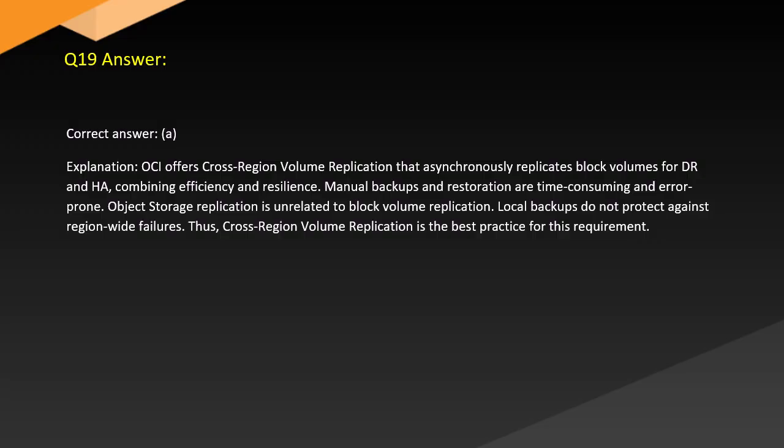Answer. Correct answer, A. Explanation. OCI offers cross-region volume replication that asynchronously replicates block volumes for disaster recovery, combining efficiency and resilience. Manual backups and restoration are time-consuming and error-prone. Object storage replication is unrelated to block volume replication. Local backups do not protect against region-wide failures. Thus, cross-region volume replication is the best practice for this requirement.